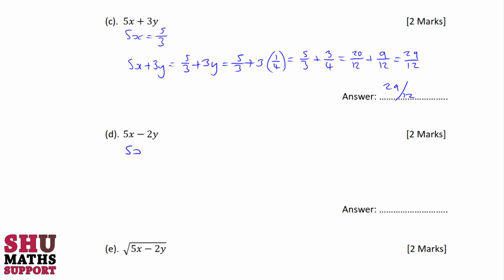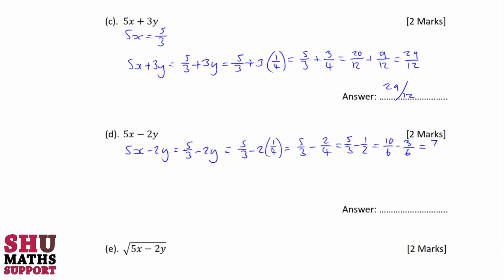So we have 5x minus 2y is equal to 5 over 3 minus 2y, and then that's equal to 5 over 3 minus 2 times the value of y, which is a quarter, and then that's equal to 5 over 3 minus 2 over 4, and we can simplify 2 over 4 to get 1 over 2, so we have 5 over 3 minus a half, and then this is equal to 10 over 6 minus 3 over 6, just to get the denominators the same, and then 10 minus 3 is equal to 7, so our answer is 7 over 6, and we can't simplify that, so our final answer is 7 over 6.